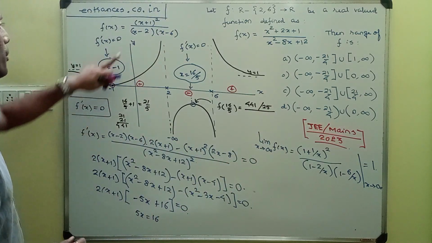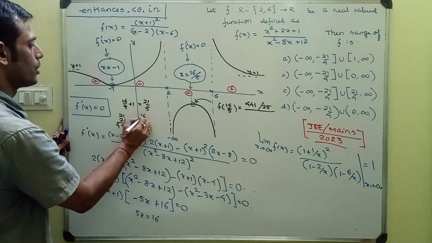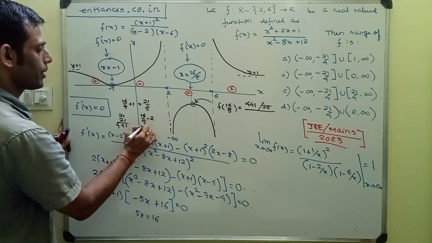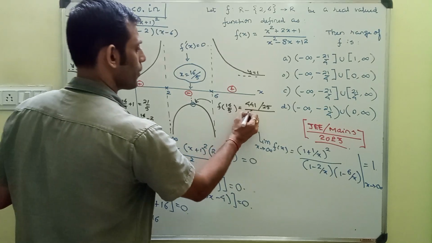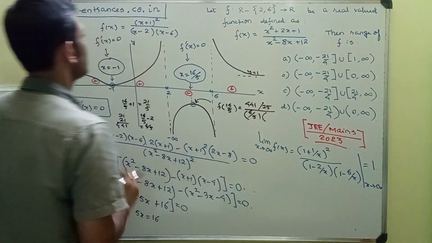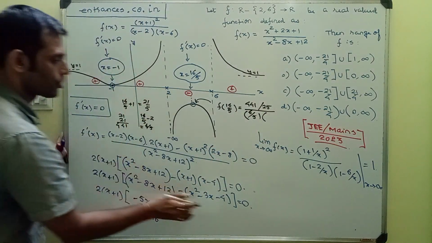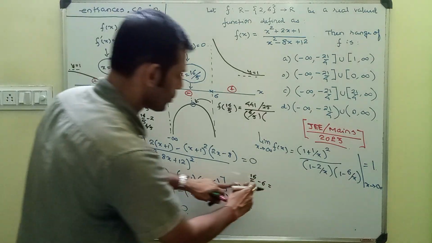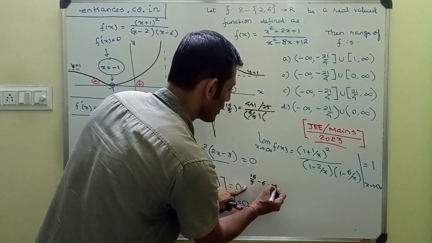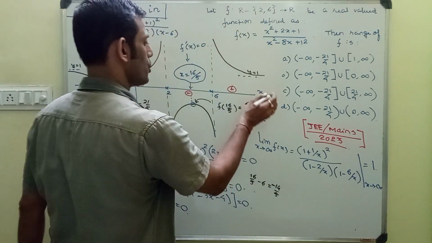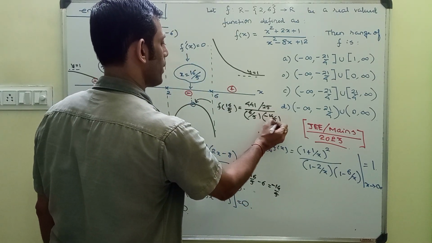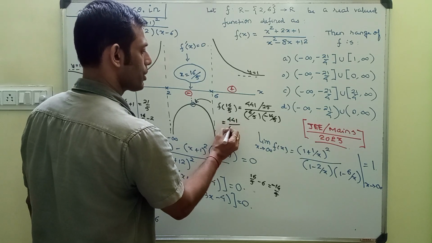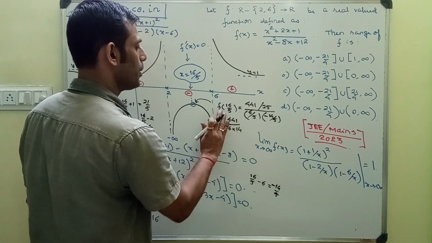Let's talk about the denominator. 16 by 5 minus 2. So 10, and that is 6 by 5. So we have 6 by 5, and 16 by 5 minus 6. So 16 by 5 minus 6 is equal to 16 minus 30, that is minus 14 by 5. So this is minus 14 by 5. So the value is 441 by 6 into 14 with a minus.